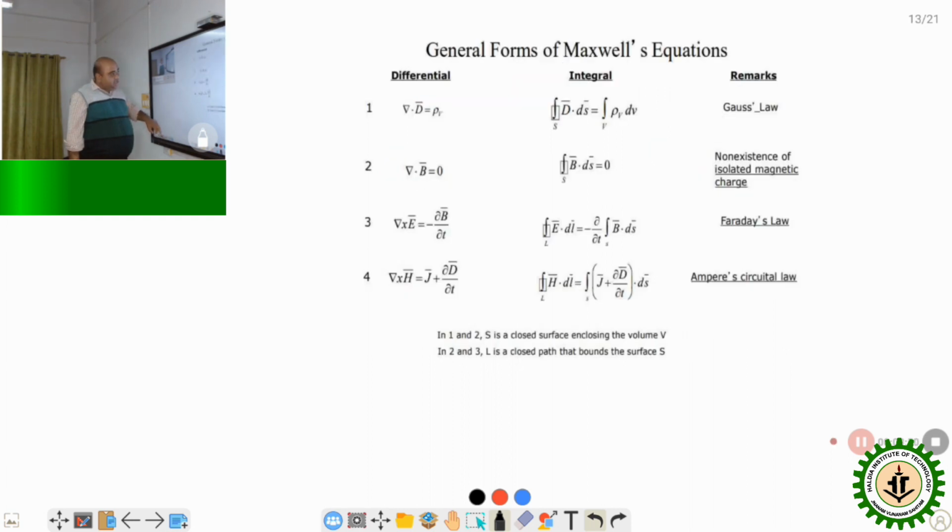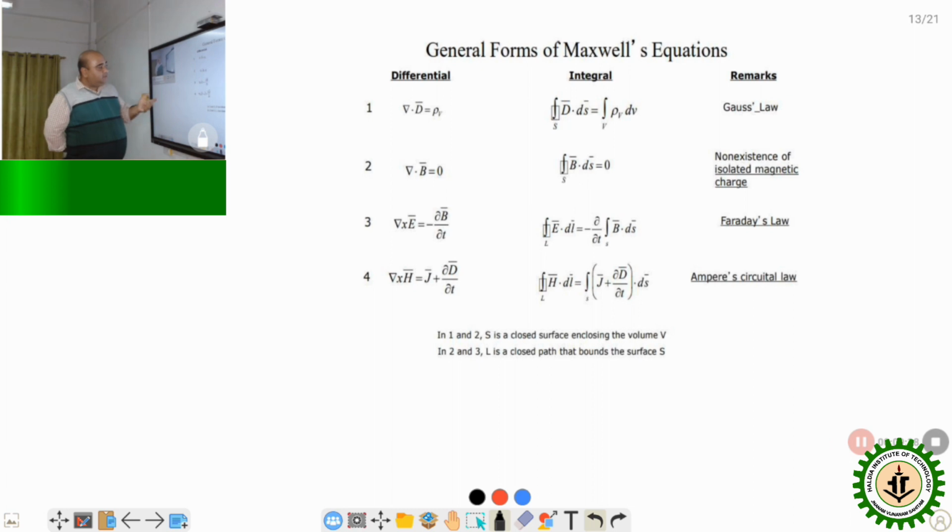Now, based on these two things, we see that the equations that were valid for static fields show a certain difference if we consider time varying fields. Coming to the first one, Gauss's law, del dot D equal to rho v. Whether you consider static fields or time varying fields, this remains the same. This is the differential form of the equation, and this is the integral form. The non-existence of magnetic monopoles, del dot B bar equal to 0, also remains the same. These two equations remain the same.